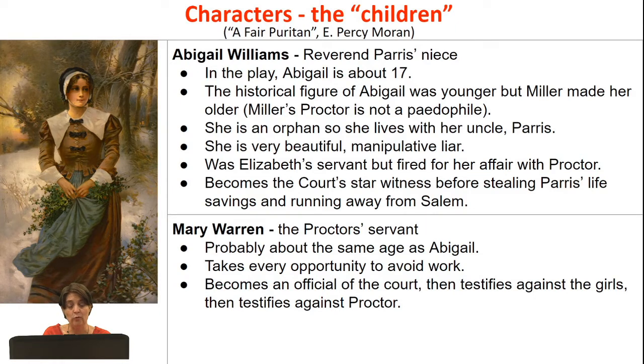Abigail is an orphan, and so she lives with her Uncle Paris. She's extremely beautiful, she's extremely manipulative, and she spends the whole play lying. She was Elizabeth Proctor's servant, but she was fired because she had an affair with John Proctor. And she becomes the court's star witness before she steals her uncle's life savings and runs away from Salem.